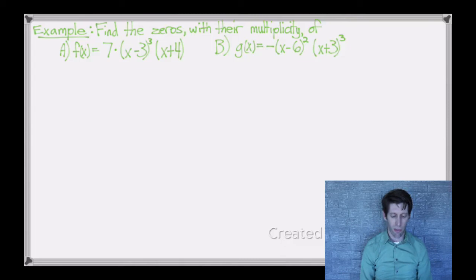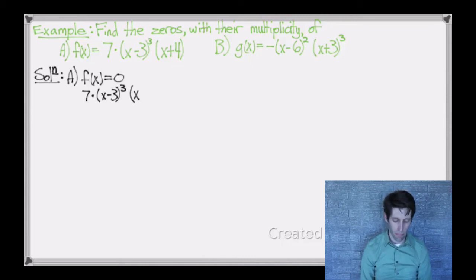In part A, the function f of x, which is 7 times the quantity x minus 3 quantity cubed, times the quantity x plus 4. And in part B, g of x is minus quantity x minus 6 quantity squared, all multiplied by the quantity x plus 3 quantity cubed. So we'll go ahead and go through part A together, and then you can work on part B.